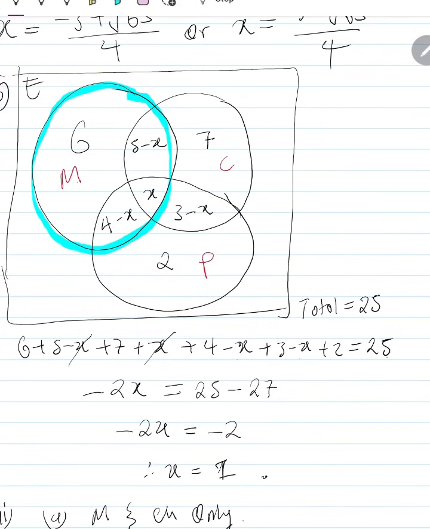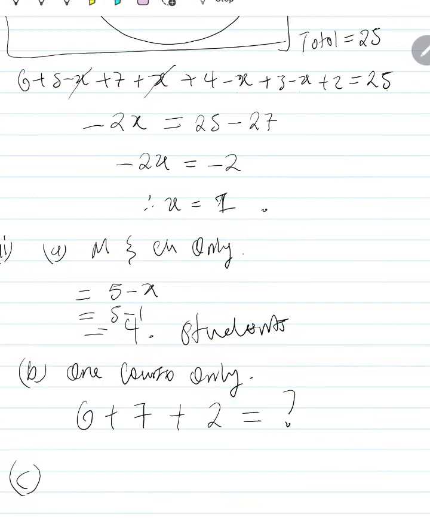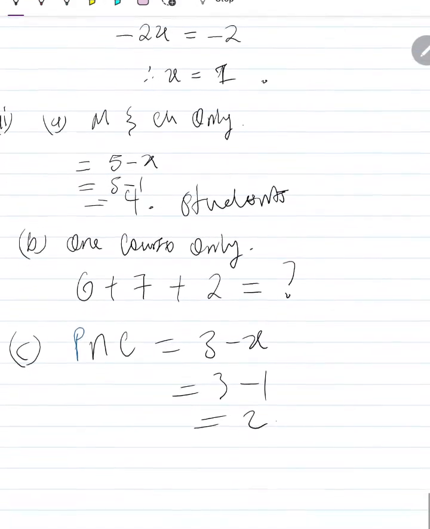Let me use a card. So this is the intersection, 3 minus x. So physics, and let me use intersection. So physics intersection chemistry will be equal to 3 minus x, and this is 3 minus 1, which is equal to 2. All right. Okay, now let us look at question 4 quickly.